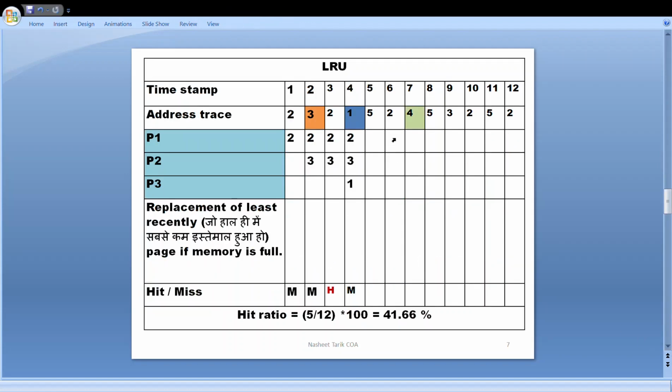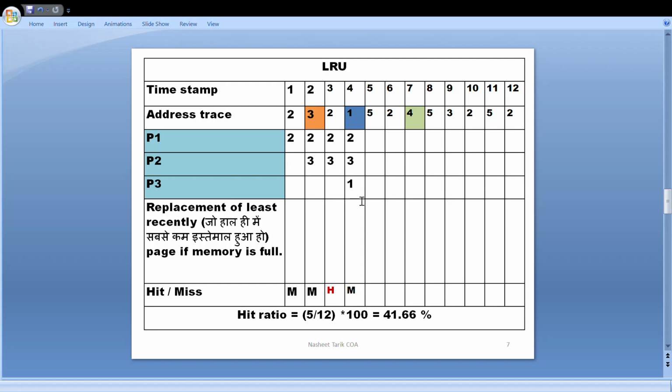Now next one is least recently used. The Hindi meaning is जो हाल ही में सबसे कम इस्तेमाल हुआ हो. For this the explanation goes the same as we had done in the previous case: first of all page number 2 will be copied to M1 after a miss, then a miss is there, so again page number 3 is copied. Page number 2 is there in M1, so it is accessed directly by the processor, so a hit occurs. Now page number 1 is not there in your M1, so a miss is there and it is copied into your M1 memory.